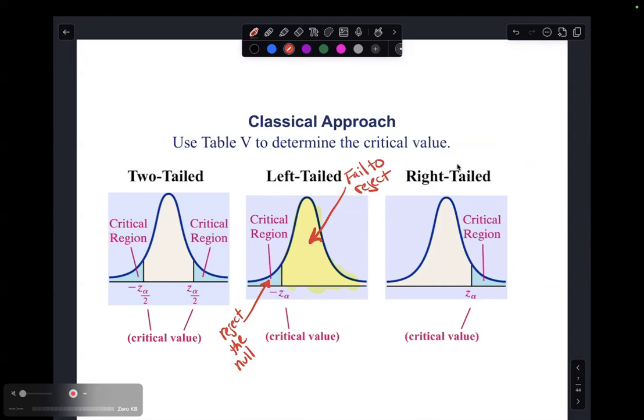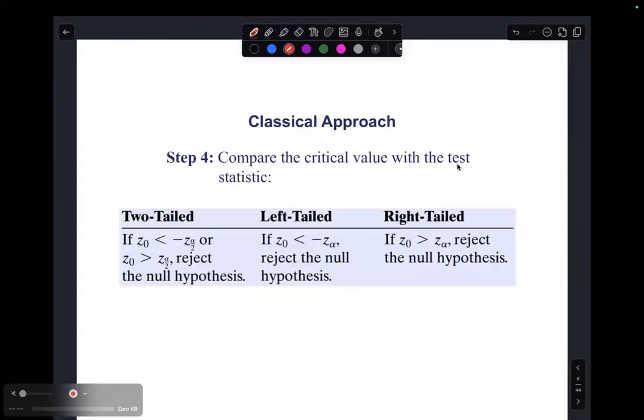Okay, are we good so far? We haven't done any math yet, but just making sure.